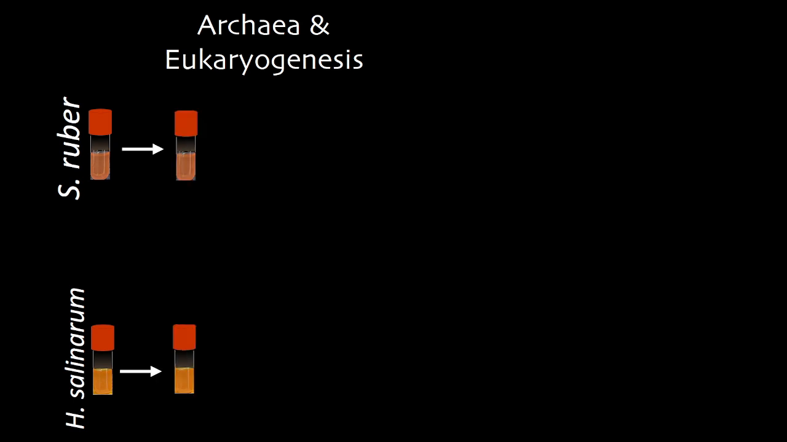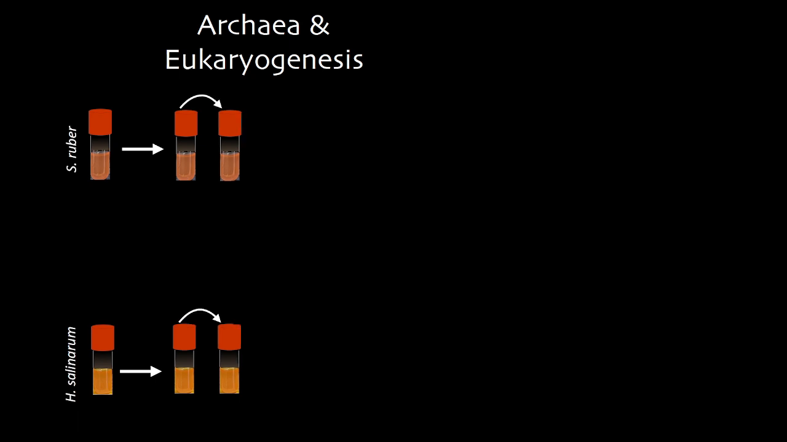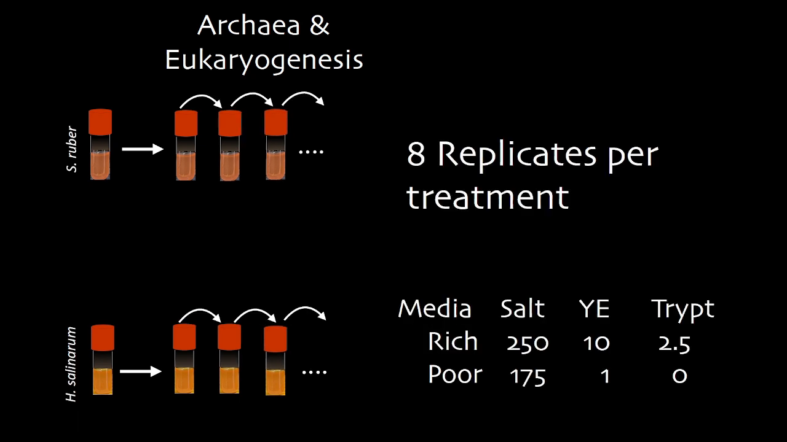We just propagate them in the lab for a while, eight replicates, under two different environmental conditions. A rich environment where there's lots of yeast extract and tryptone and a fair amount of salt, and a poor environment where there's not quite as much salt and no tryptone and hardly any yeast extract. The reason we're doing this is a preliminary part of the experiment. We want to understand the niche boundaries of these organisms.